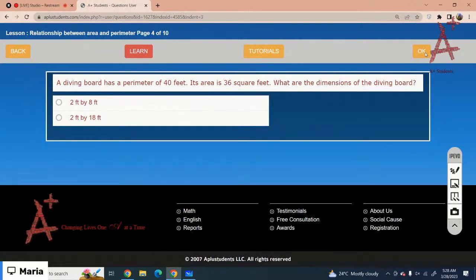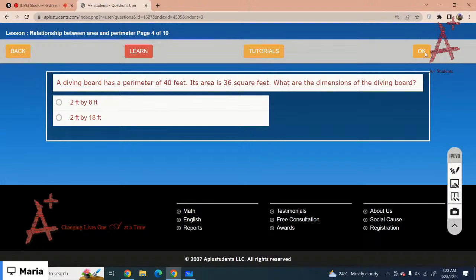Okay, which is the correct option? A diving board has a perimeter of 40. Its area is 36. What are the dimensions of the diving board? Which is the correct option?